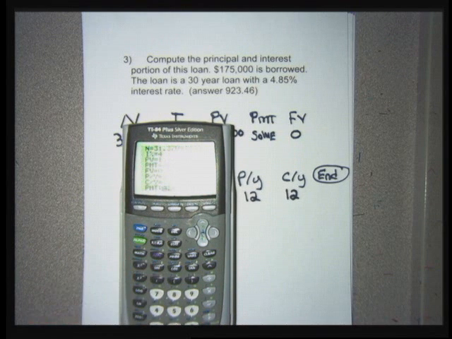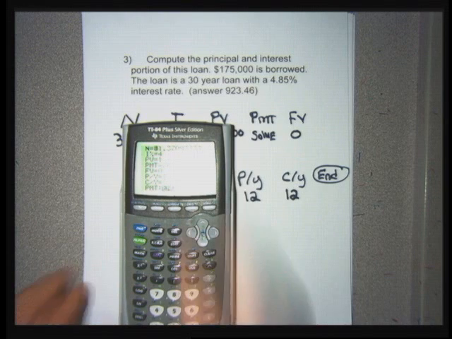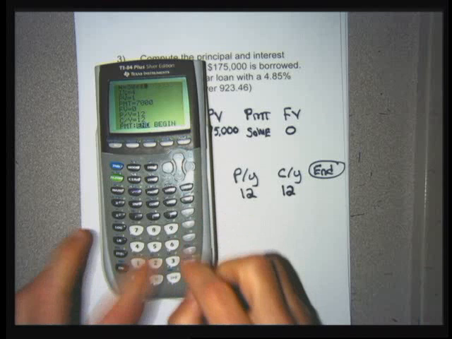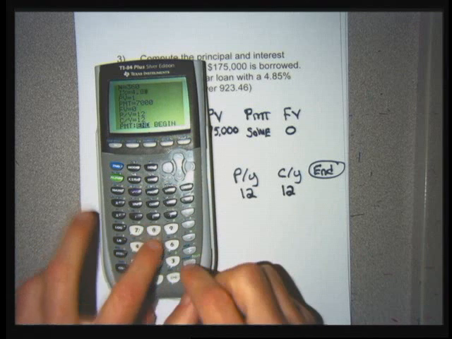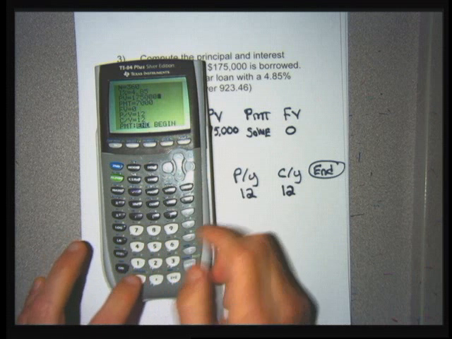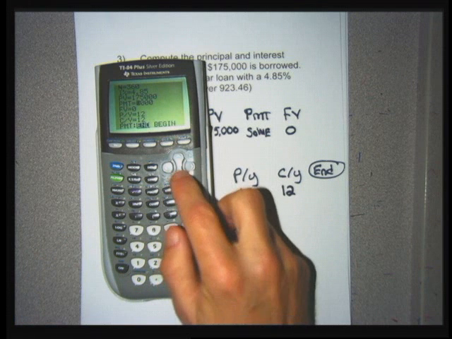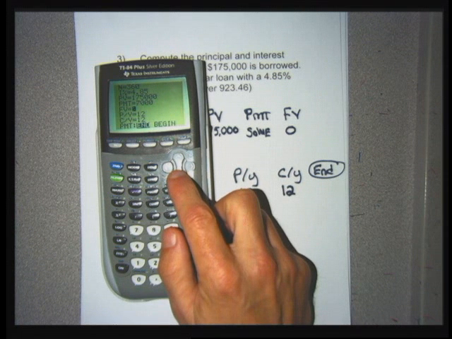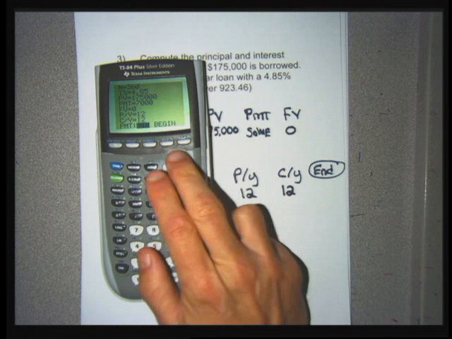by going to my TVM solver. On the N portion, I'm typing 30 times 12. The I, I'm typing 4.85. The PV, I'm typing 175,000. The PMT, it says 7,000. It really doesn't matter what value is in your PMT. You don't have to retype that. Whatever's in there can stay in there. Your calculator will just type over it. I have the FV at 0, the PY and the CY at 12. The PMT at the bottom says end.